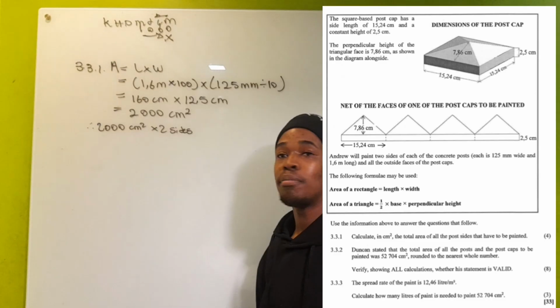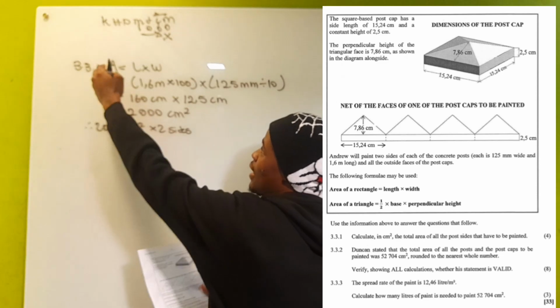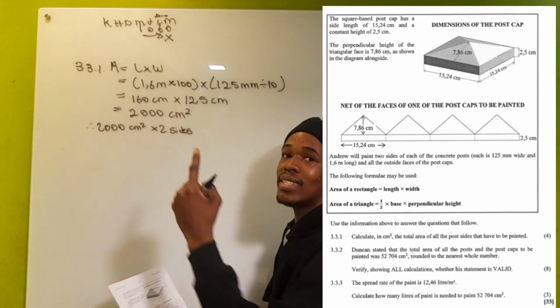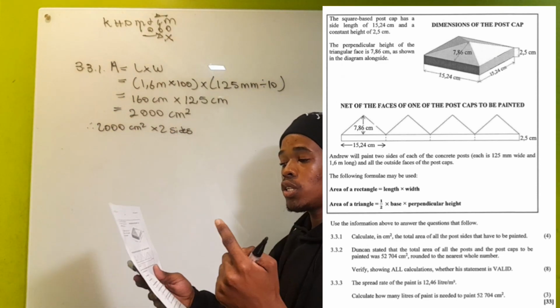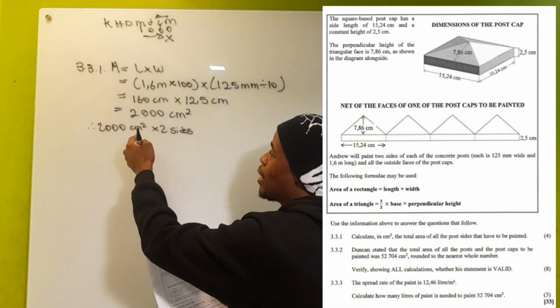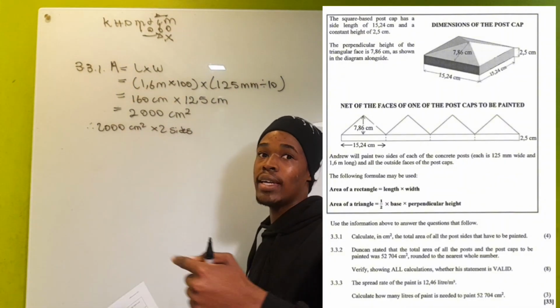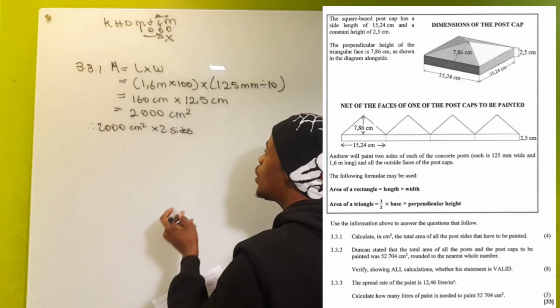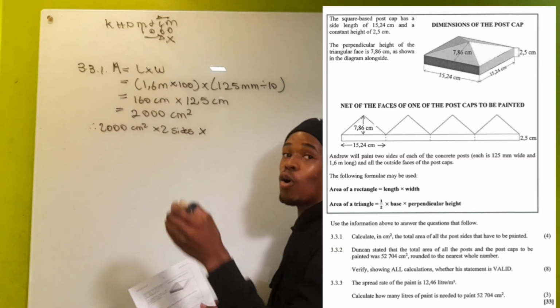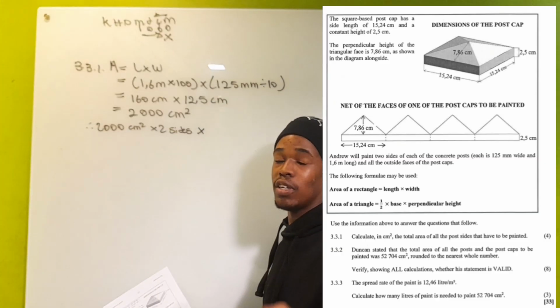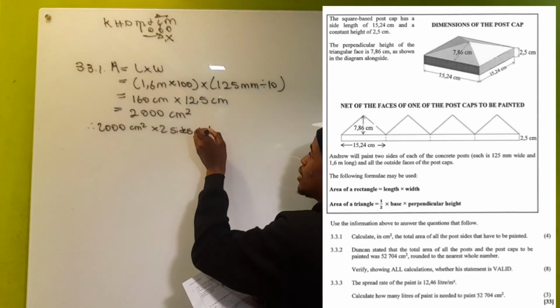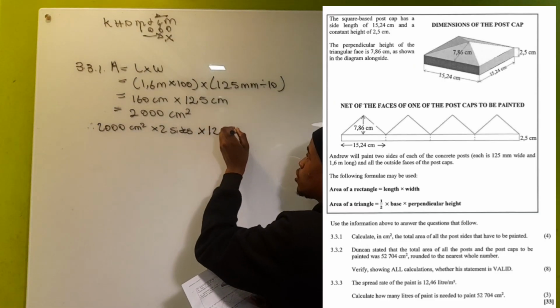And now that we have the area of one side of the post, we're going to multiply it by 2 sides because 2 sides of the pole are going to get painted. And then we're also going to multiply it by the number of posts that they're going to have. It's 12 posts. So we're going to say multiply by 12 posts.